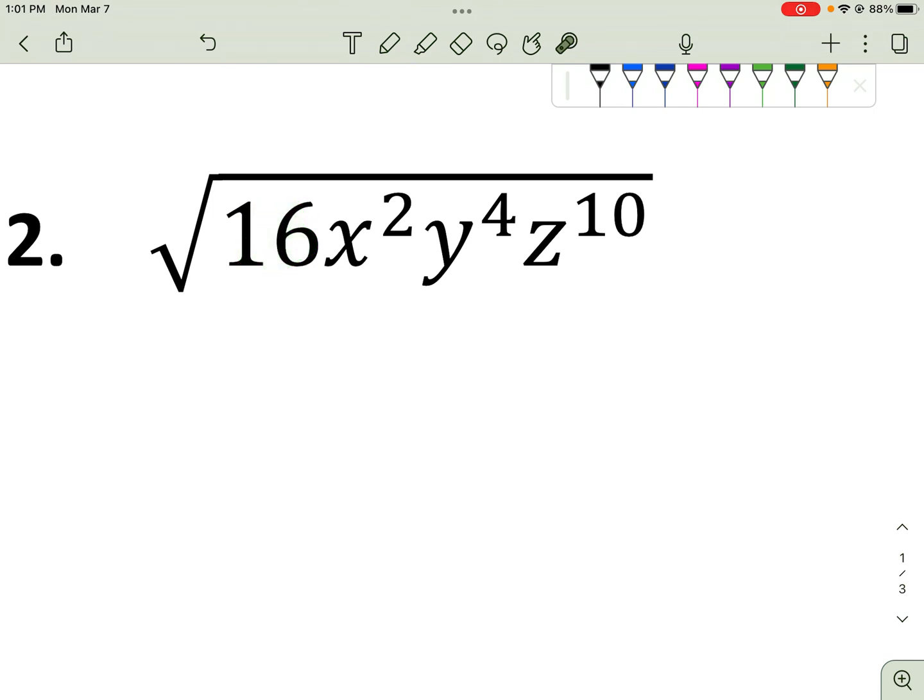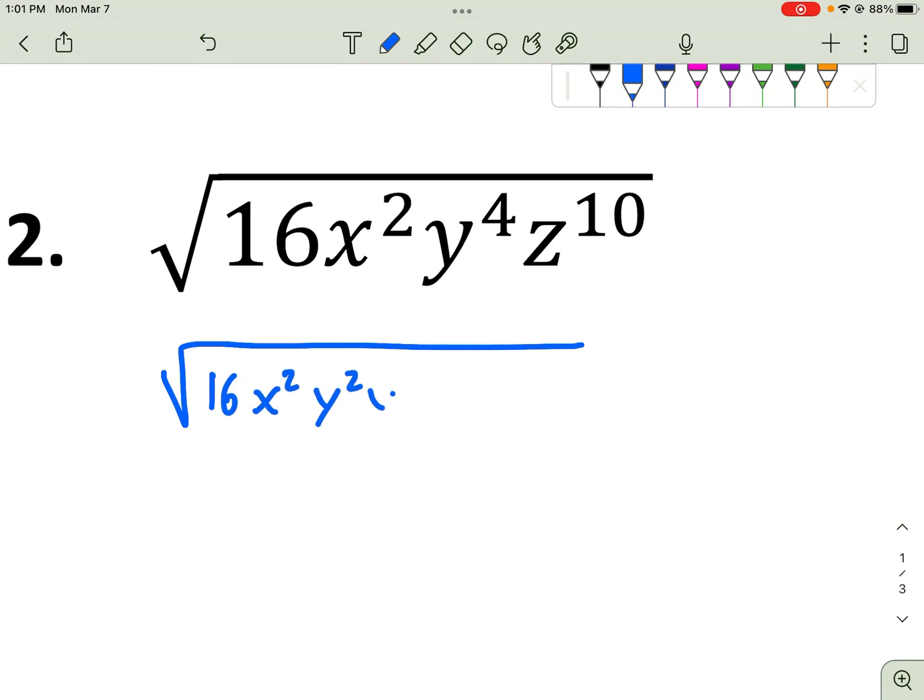Now when we include variables, we do the 16 the same way, but 16 is a perfect square. And then with variables, we want squares now because we're doing a square root, not a cube root. So we break everything else into squares. So x squared, y to the 4th is y squared times y squared, and z to the 10th is z squared 5 times, like so. And we want everything to be written as squares because we can square root squares.